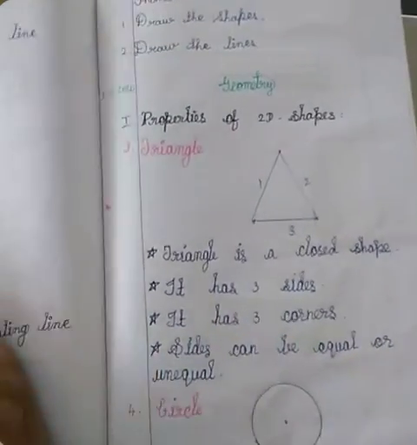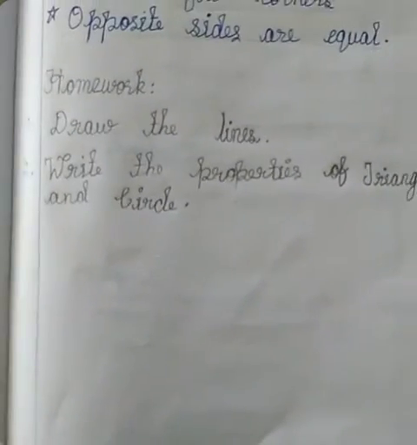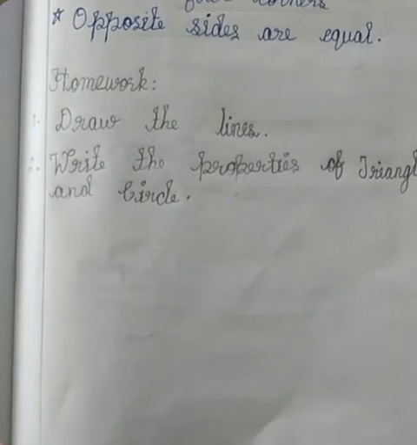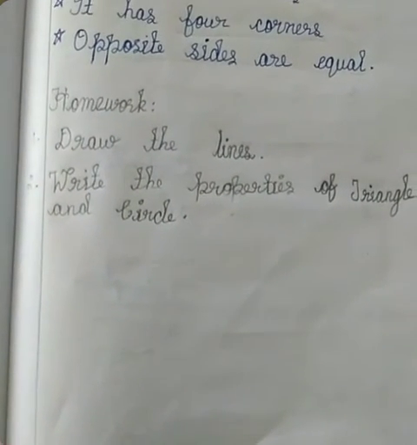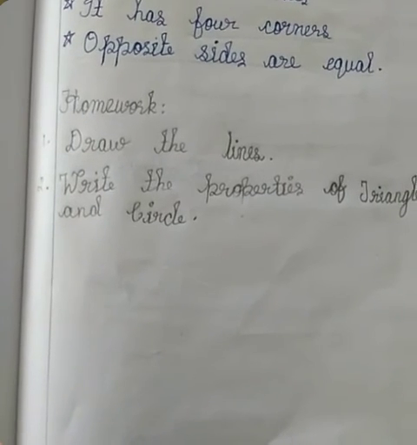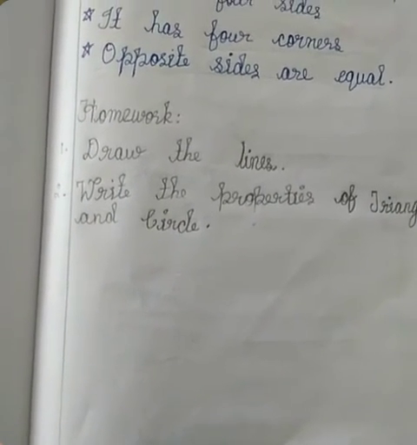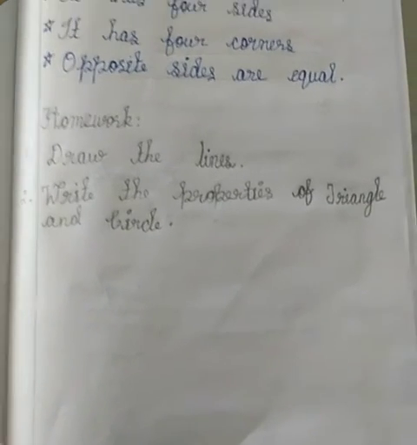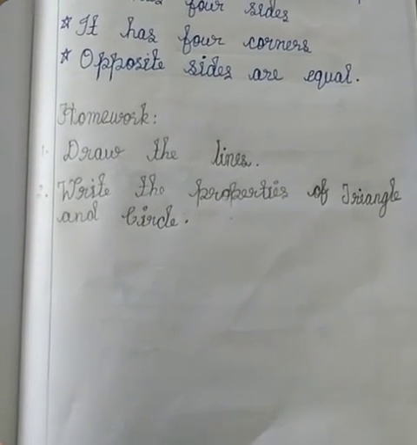Next I will give the homework for you. Today's homework: the first one is draw the lines, and the second one is write the properties of triangle and circle. You have to draw the lines clearly and neatly. The second question is write the properties of triangle and circle neatly and correctly.